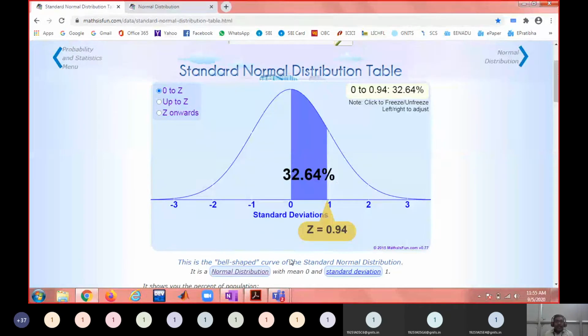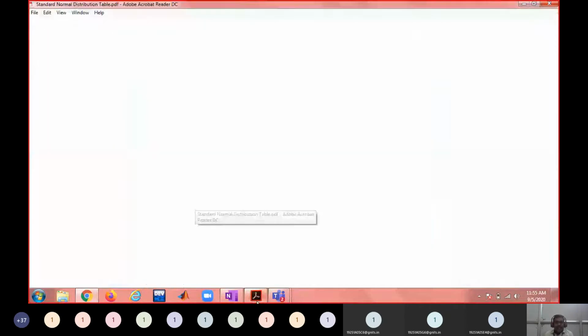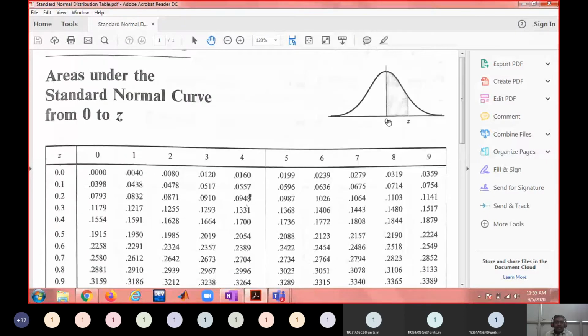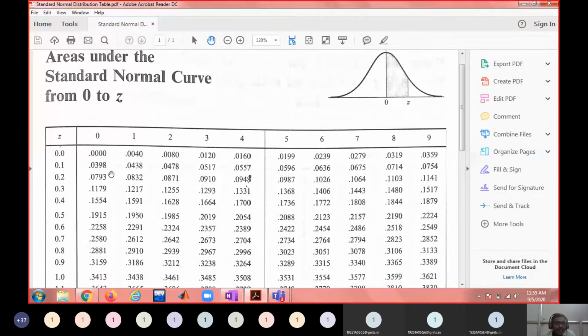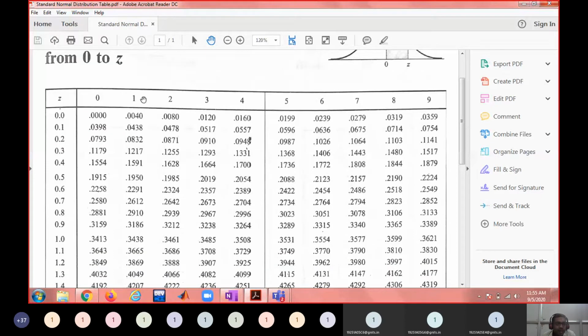Now, I shared the normal distribution table with you. This table gives the area from 0 to z. What do we mean by area? The probability that a random variable is between 0 and z. The area under the normal curve between two lines is nothing but the probability. How do you read these values? The column values are 0.1, 0.2, 0.3 and so on, and the horizontal values are the second decimal of z.